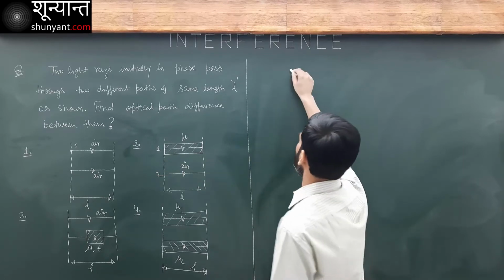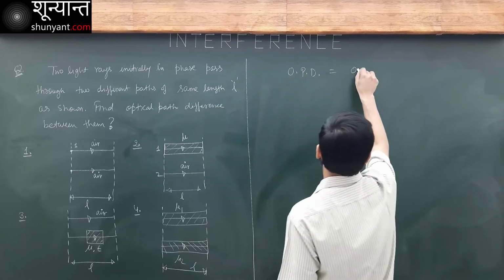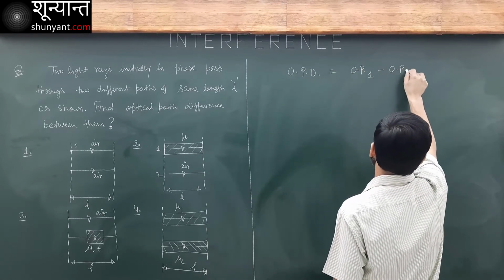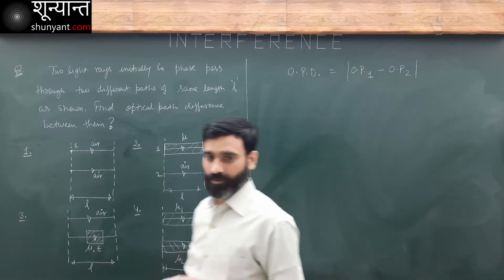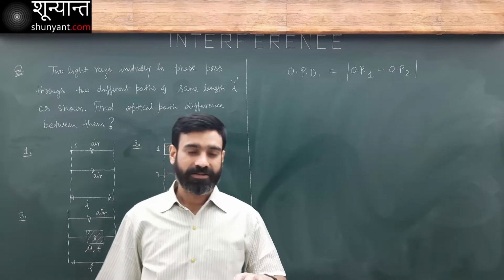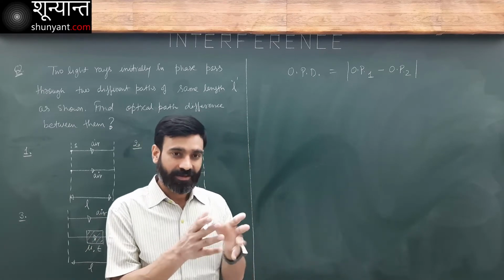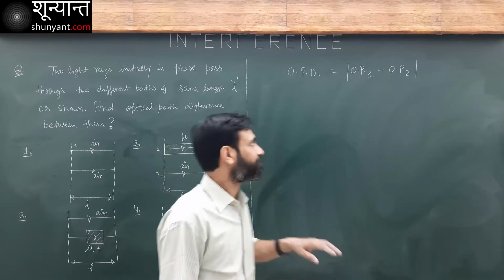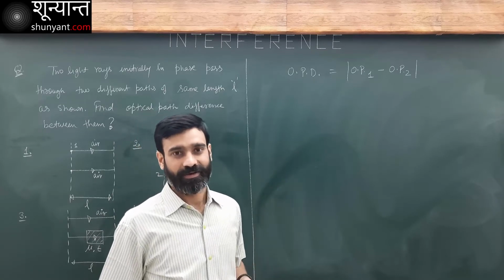Let's do it quickly. Optical path difference is equal to optical path of light 1 minus optical path of light 2. We are concerned only with the magnitude. A path difference of lambda is the same as a path difference of minus lambda. There is not much difference as far as the final result is concerned. It is the same type of interference, constructive interference.